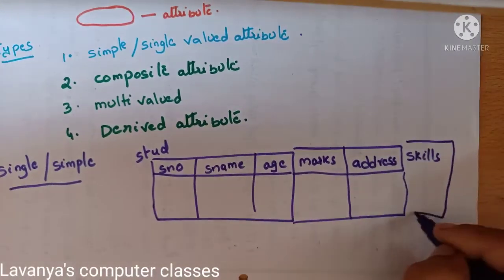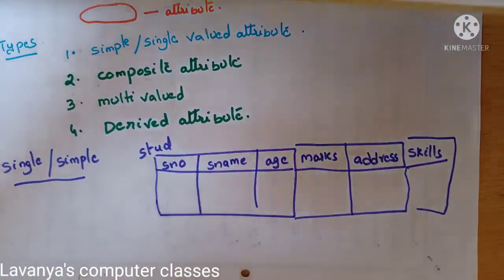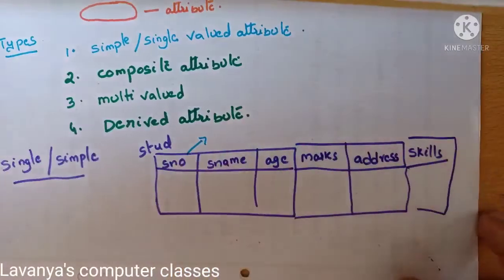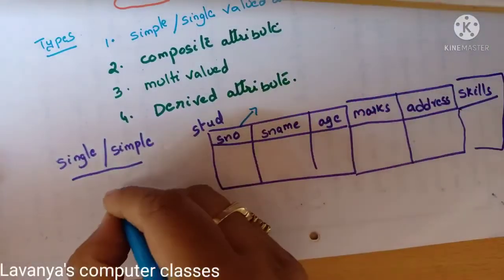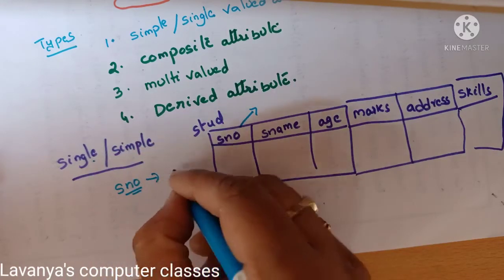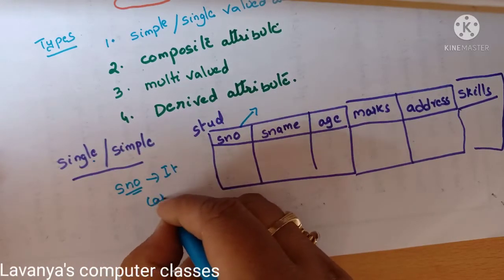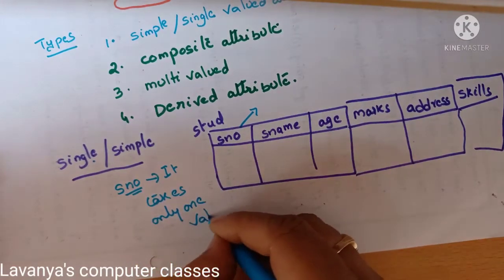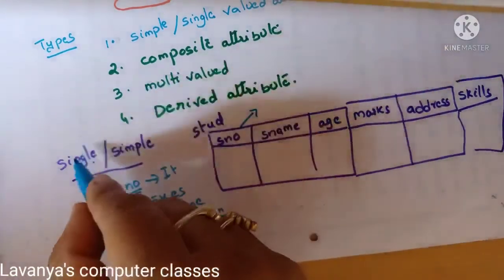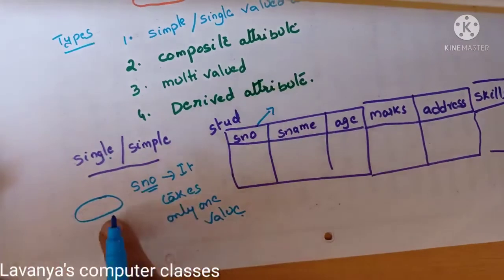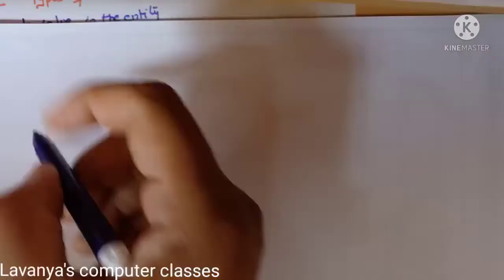These are some attributes of the entity set student. A collection of entities is known as an entity set. So serial number, S name, age, marks, address, skills are known as attributes. Serial number is a simple or single valued attribute because it cannot be broken into subparts, and it takes only one value at a time. For serial number, how many values are given? Only one. The symbol used for representing it is the normal attribute symbol, that is, an ellipse.